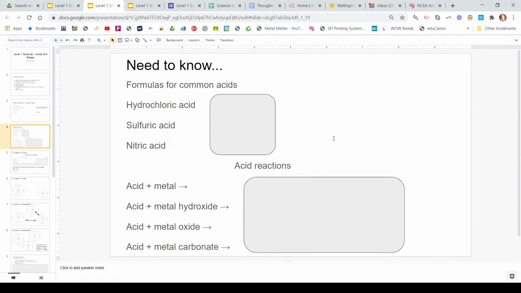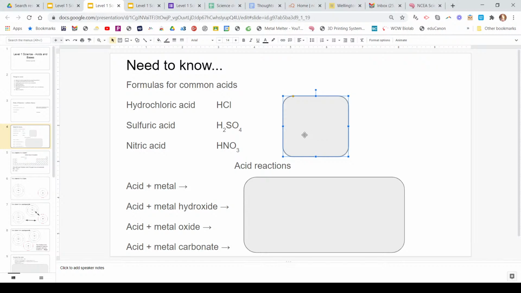Okay, a bit of need to know information for the acids and bases paper. You should know the names and formulas for these three acids. So hydrochloric acid, HCl, sulfuric acid, H2SO4, and nitric acid, HNO3. Okay, and that's the chemical formulas for those ones.